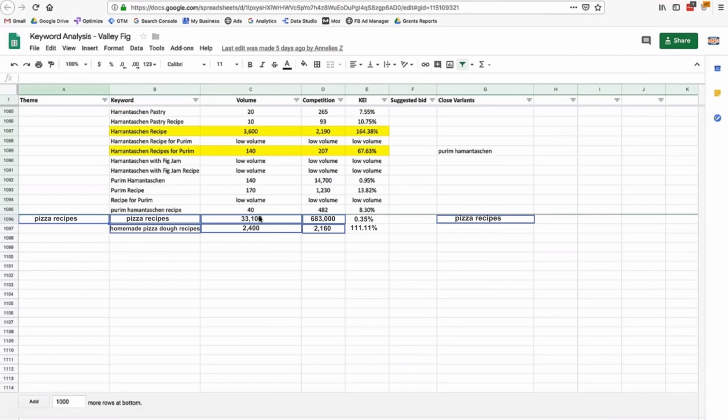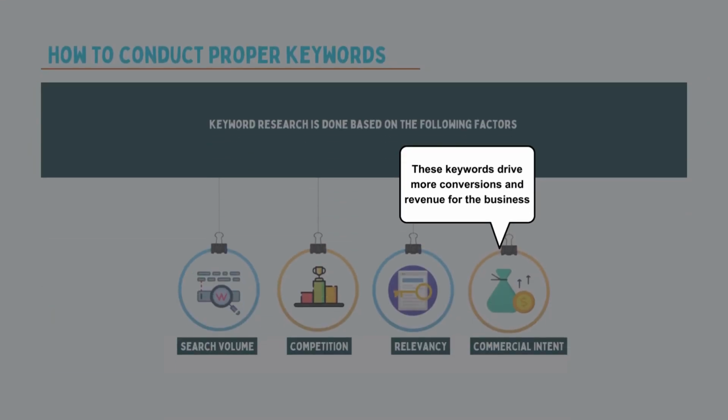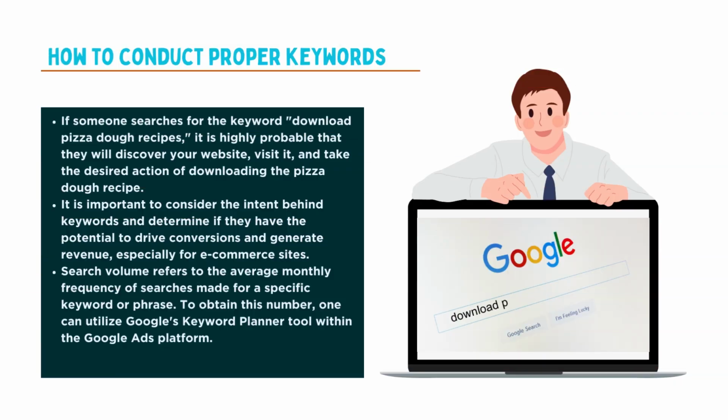When selecting keywords, it is crucial to choose ones that are highly relevant to the content you are creating. Additionally, consider the concept of commercial intent, which involves identifying keywords that are likely to drive conversions and generate revenue for the business. In other words, you want to choose keywords that motivate users to take desired actions. For instance, an example of such a keyword could be download pizza dough recipes. If someone searches for the keyword download pizza dough recipes, it is highly probable that they will discover your website, visit it, and take the desired action of downloading the pizza dough recipe.